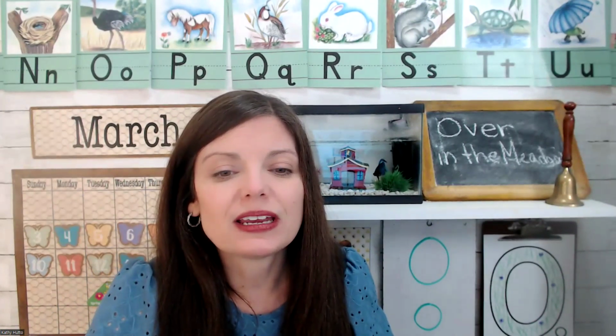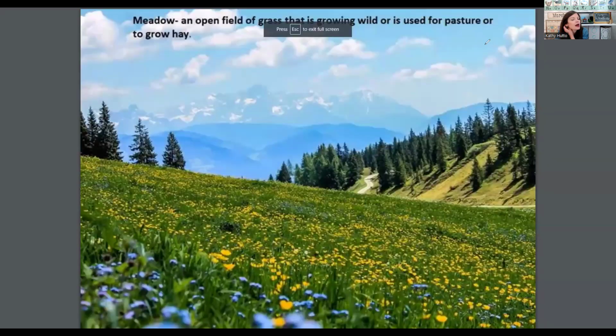Today we're going to be learning about a meadow. So what is a meadow? A meadow is an open field of grass that is growing wild or is used for pasture. That means it's where animals are kept, where they graze and eat, or for growing hay. Hay is when you take a particular kind of grass, let it grow tall, cut it, and let it dry.